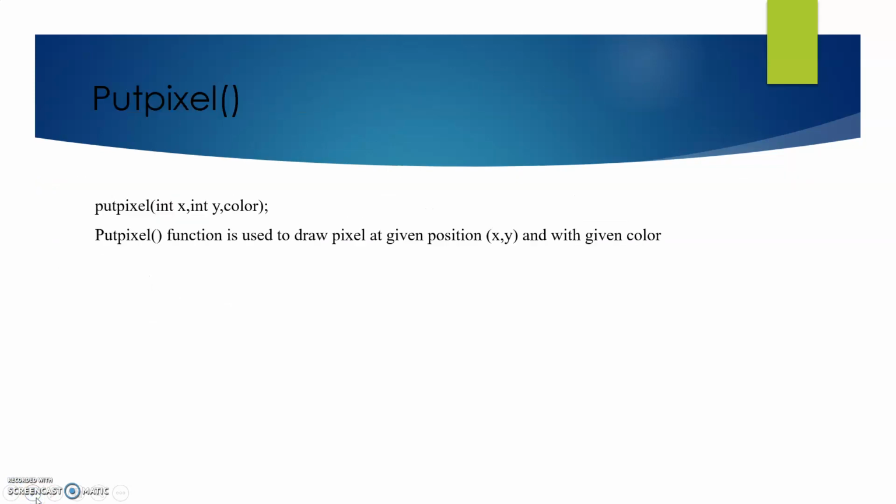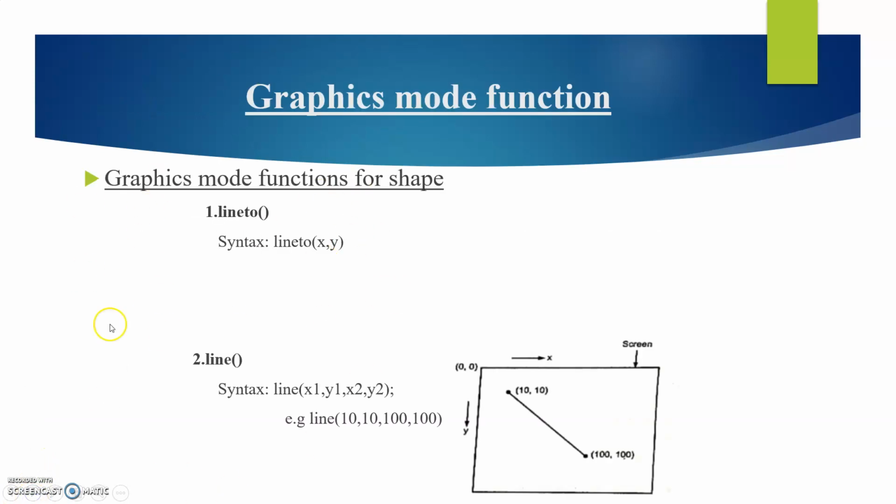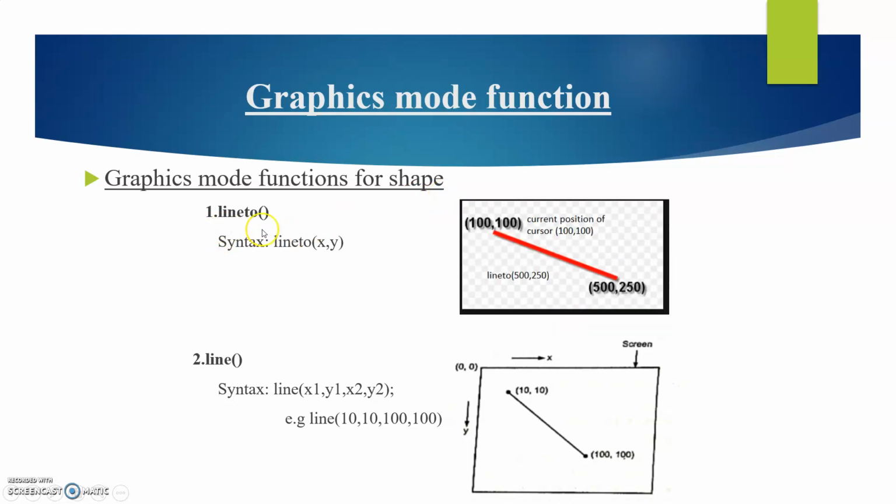Then next is putpixel. The putpixel function is used to draw a pixel at a given position and with a given color. We have studied in detail about these graphics mode functions. We will just revise. Graphics mode functions for shapes are: first is the lineto function. It is used to draw a line from the current position of the cursor.